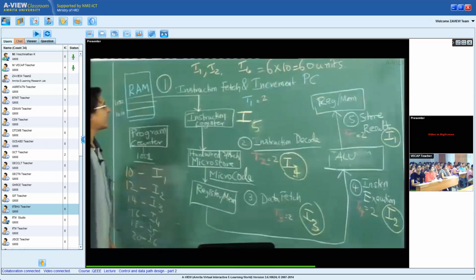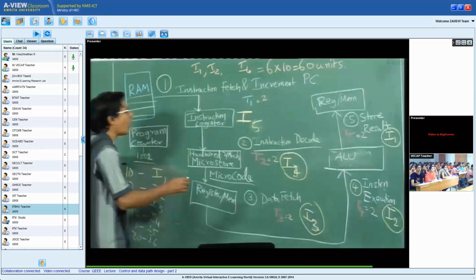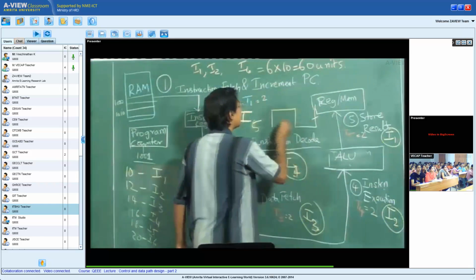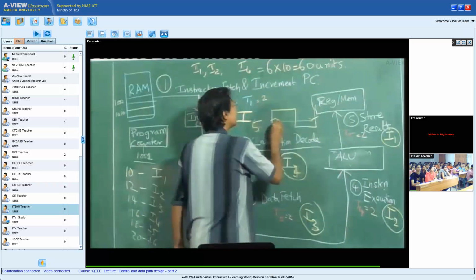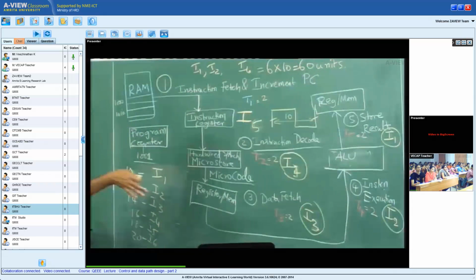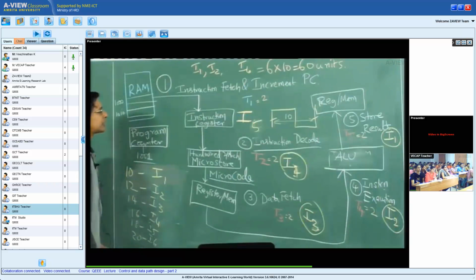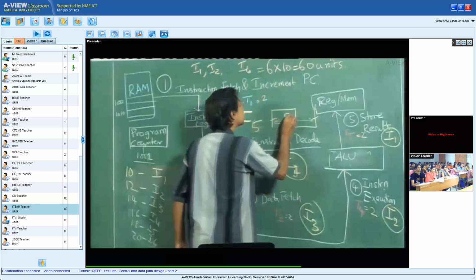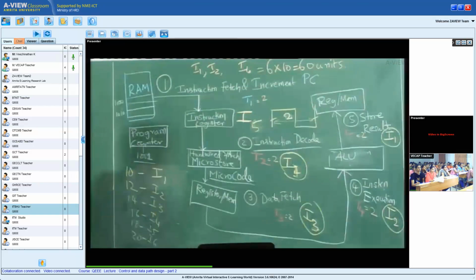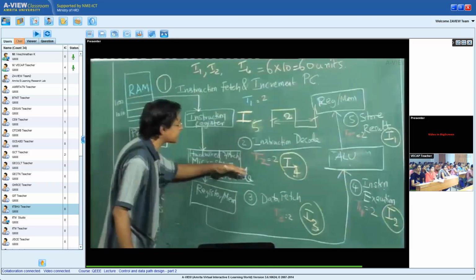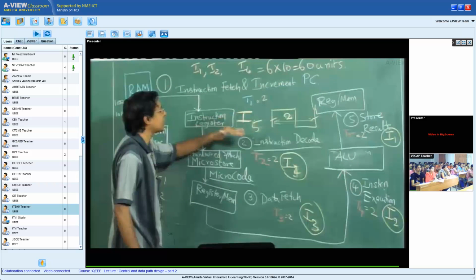And most importantly, what would be the clock? In the case of this non-pipelined version, please note that this duration needs to be 10 units. But in the pipelined execution, I can make it just 2 units. And in each clock, one instruction will finish the current stage and go to the next stage.